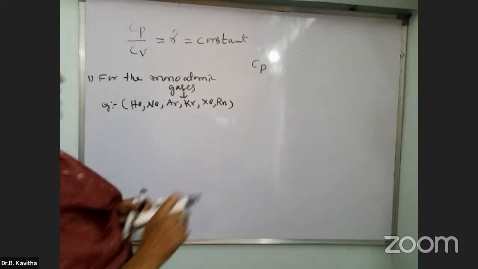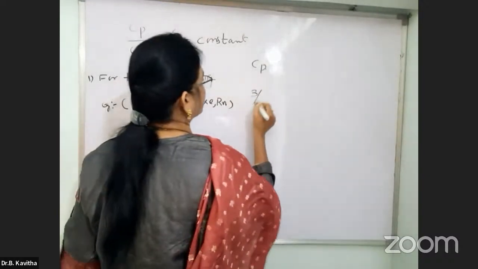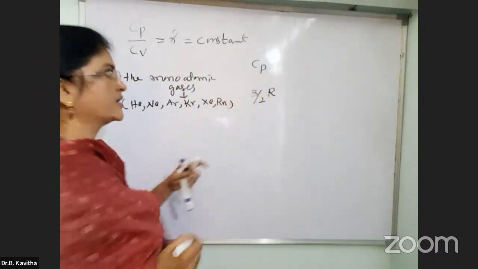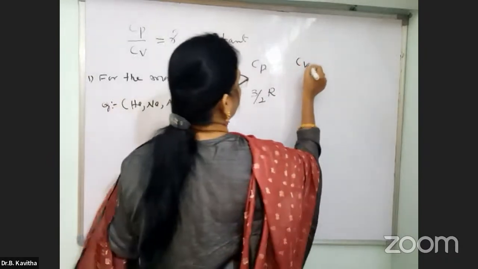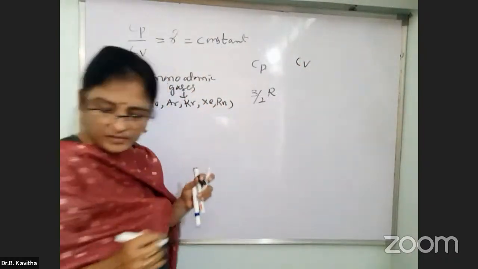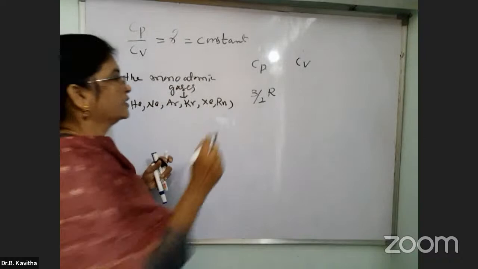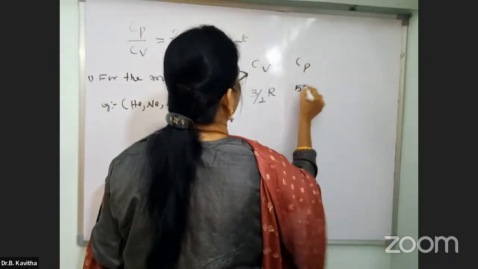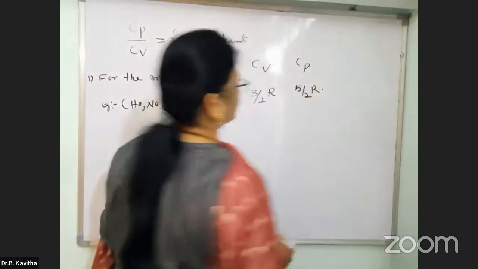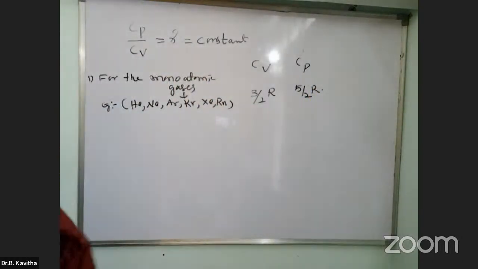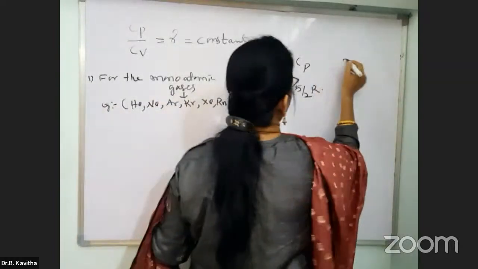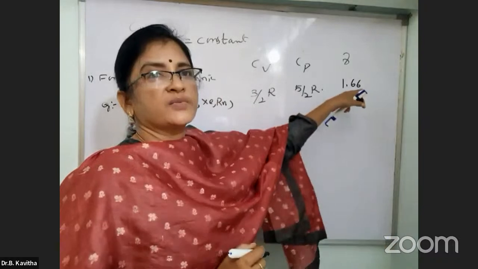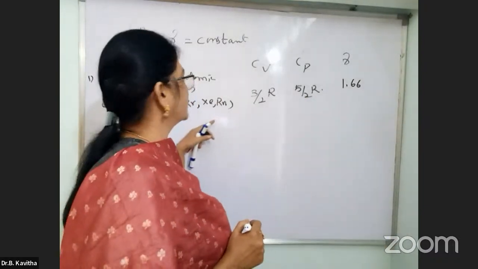For monoatomic gases, the CP value is 3/2 R. R is the ideal gas constant value. This is CV and this is CP. This is 5/2 R. And what is the gamma value of monoatomic gases? It is 1.66. Everybody, you have to remember these values.